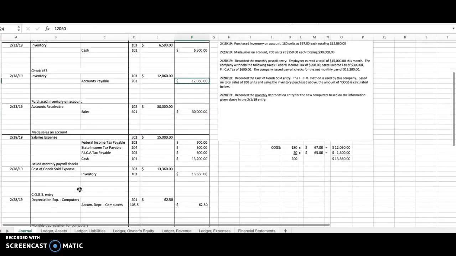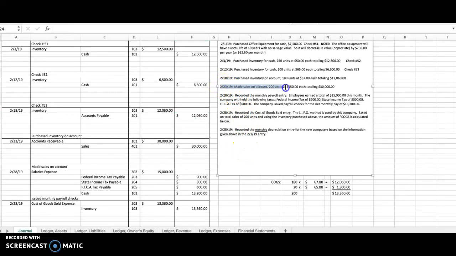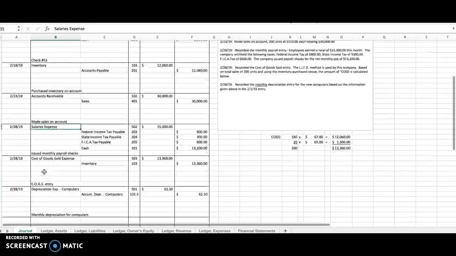And then we made some sales, and if you look over here on the right, it tells you that we made sales on account, 200 units at $150 a piece, totaling $30,000. And we use that information just a bit later. So the transaction is recorded into the journal, accounts receivable debited, and sales credited. Then we're at the end of the month.